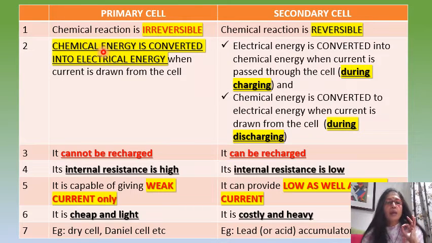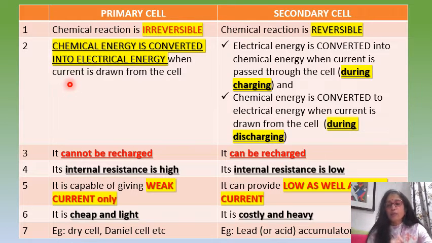First point. Chemical reaction is irreversible in a primary cell. Chemical reaction is reversible in a secondary cell. Chemical energy gets converted into electrical energy when current is drawn from a primary cell. Electrical energy is converted into chemical energy when current is passed through a cell during charging, a secondary cell. And chemical energy is converted to electrical energy when the current is drawn from it, put into a circuit during discharging.